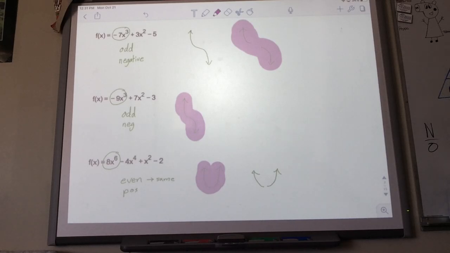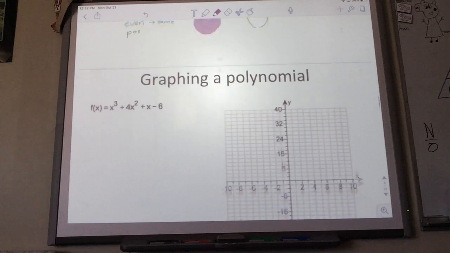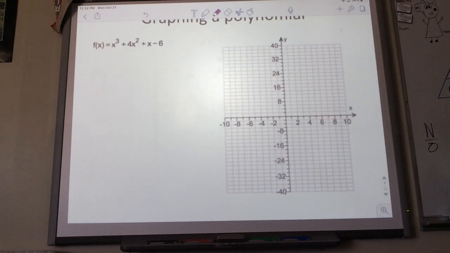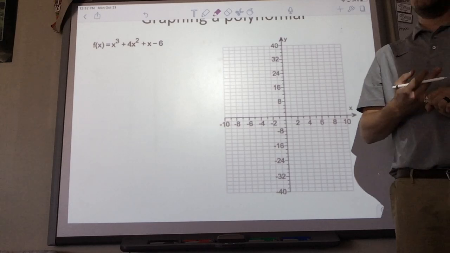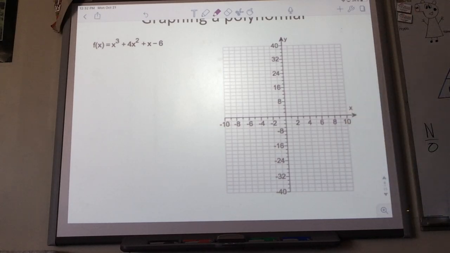Okay, so this next one is the harder problem. So let's keep going. Okay, next page. So graphing a polynomial. So we need to graph this. In order to graph it, we need to find zeros. Okay? I showed you last class. There is a way to find it on your calculator.